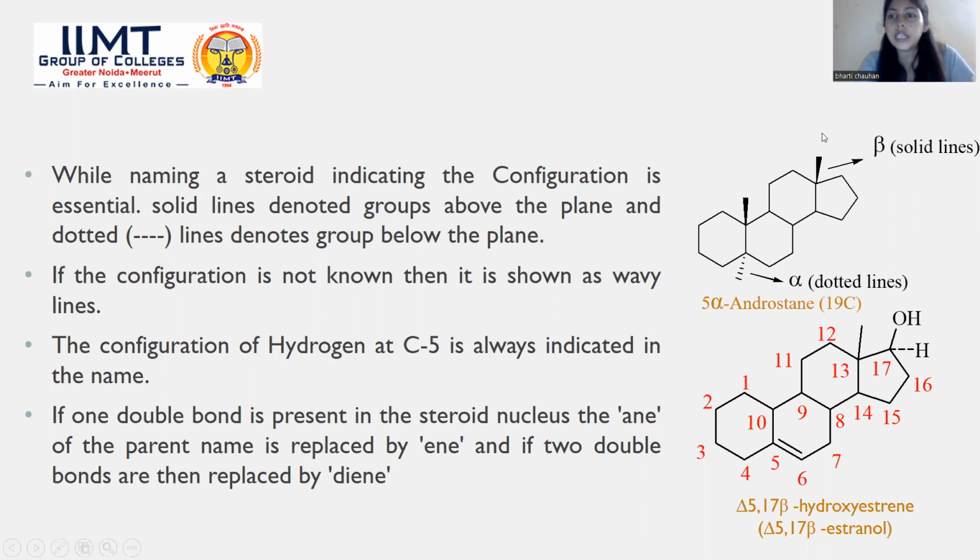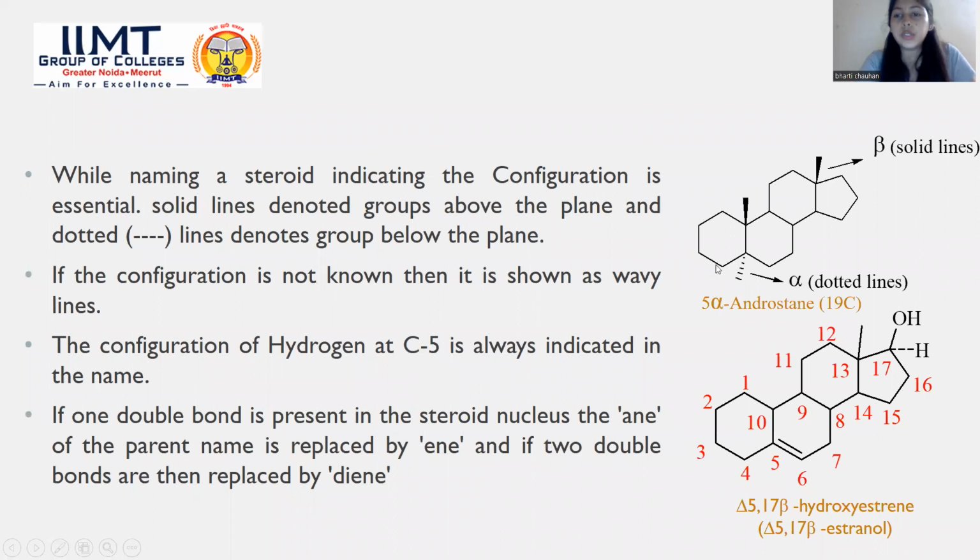Next, if we talk about the configuration, you have to remember these two: alpha and beta configuration. You can see here, this is a solid line, which we call beta configuration. And below this, you can see the dotted line, which we call alpha configuration. Configuration tells you whether the moiety is present below the plane or above the plane. The groups on solid lines will always be present above the plane, and the groups on dotted lines will always be present below the plane. If the configuration is not known, then it is shown as wavy lines.